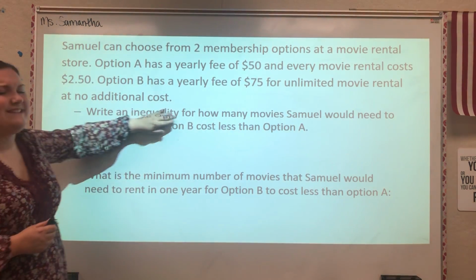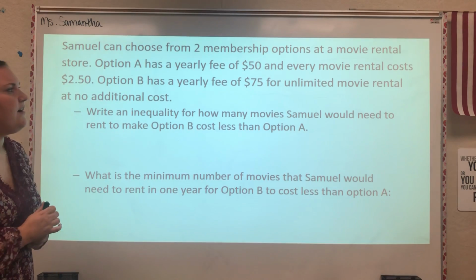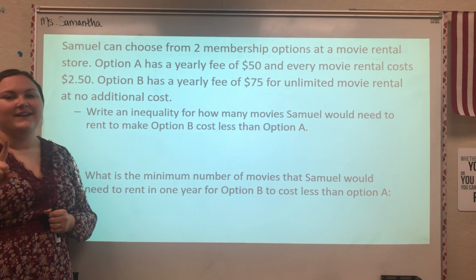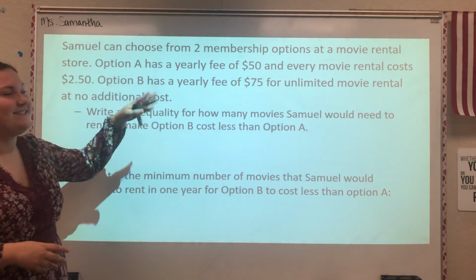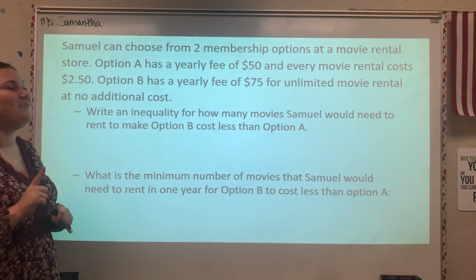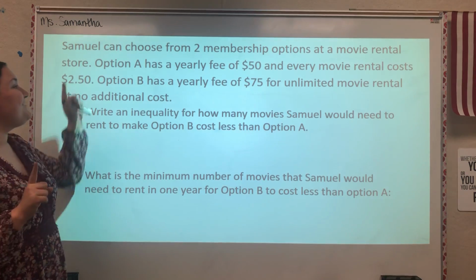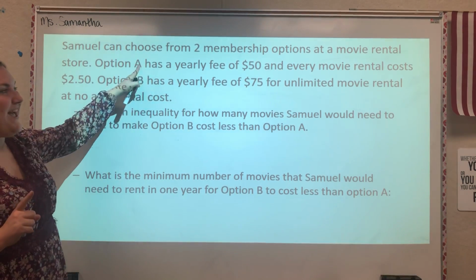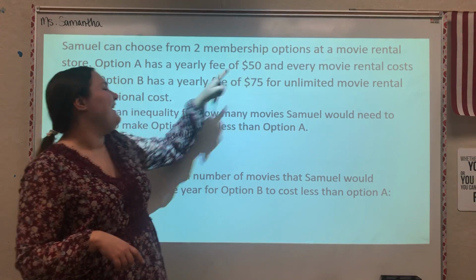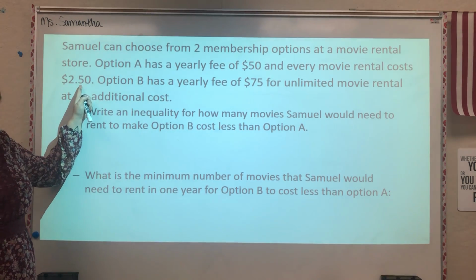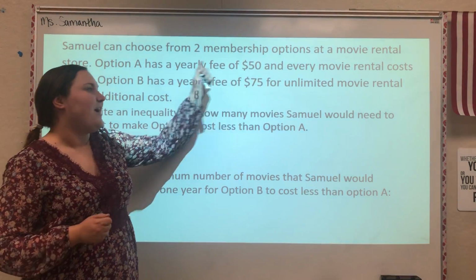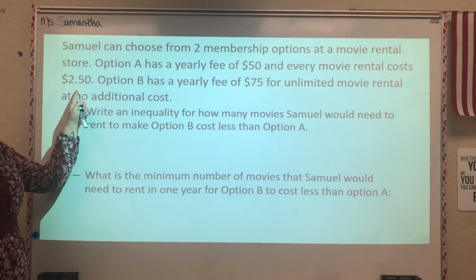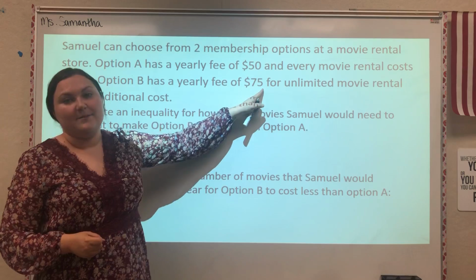So before we get into all of this, just a quick check here. If I was going to rent one movie, which is a silly thing to do, but if I'm not renting many movies, which is going to be the better option? Well, option A, because I'm paying less at the beginning, and I'm not going to end up paying this enough times to make this a better option. For option A, if I'm only renting one movie, I'm paying $50 plus the $2.50, which is going to be less than the second option.